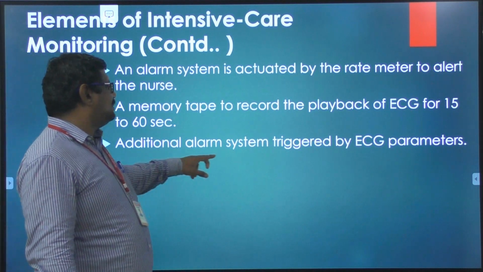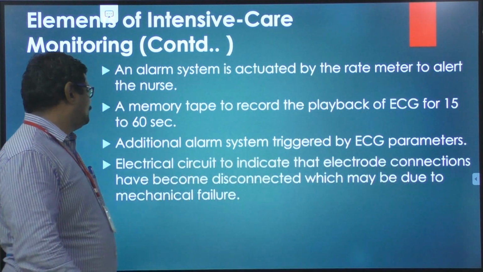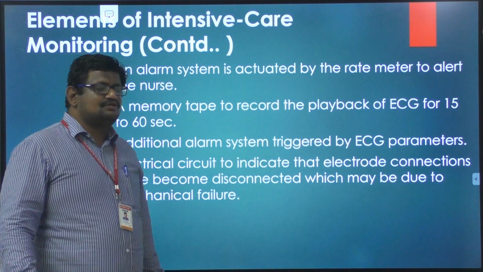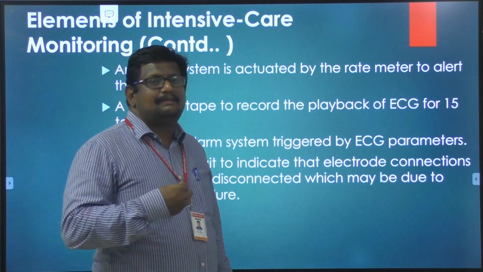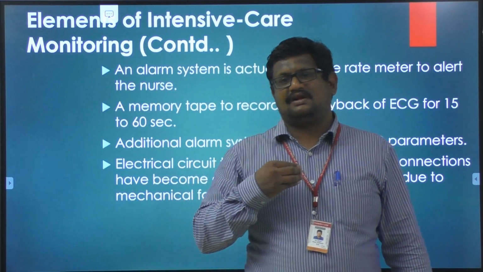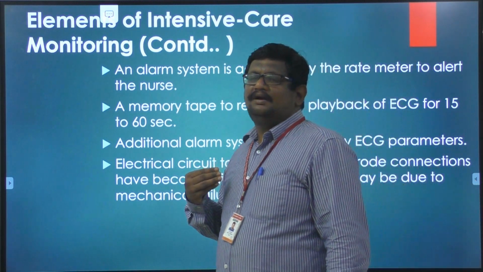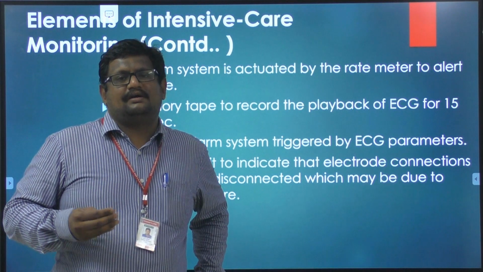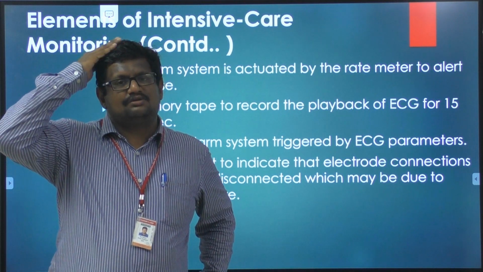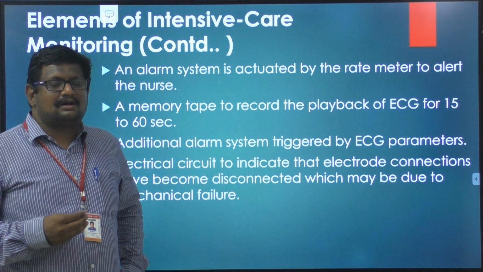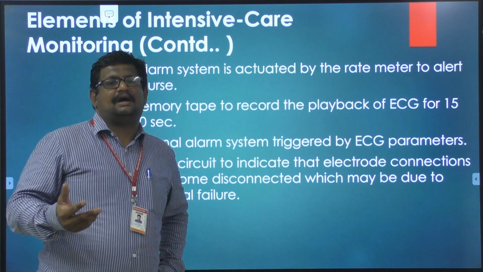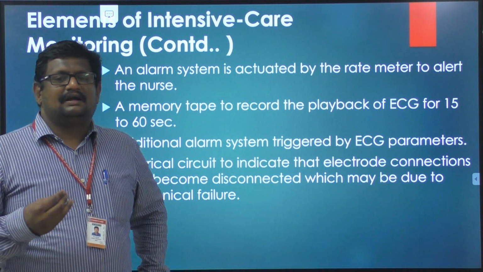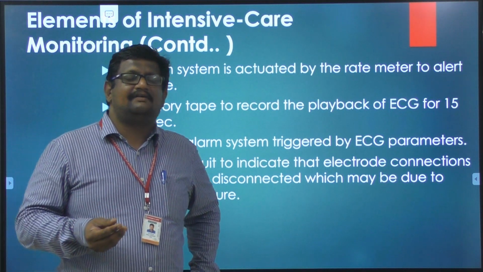Likewise, an additional alarm system can be triggered for ECG parameters also. Electrical circuit to indicate the electrical connections have been disconnected. Suppose every electrode is being kept over the patient. For example, to measure the ECG and heartbeat rate, the electrodes are placed. Sometimes EEG may also be monitored, in which case the electrodes may be placed over the scalp. Whether those electrodes are connected properly, or any open circuit happened, or any electrode has been detached, we can also have a circuit to identify that open circuit.